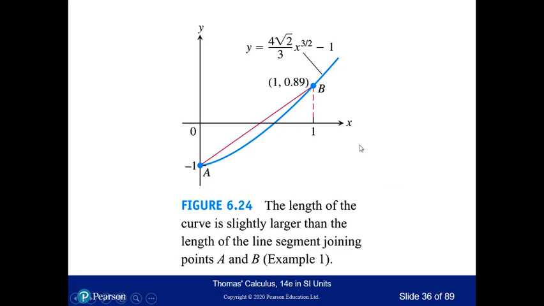For example, we are interested in the length of the curve joining A and B. How would you do it? We have a function here, y is equal to 4 over the square root of 2 over 3, x to the 3 over 2, minus 1. Then we use our formula, and x is changing from 0 to 1. The square root of 1 plus the derivative of this with respect to x, squared, times dx, integrated, and you get the exact length from A to B.